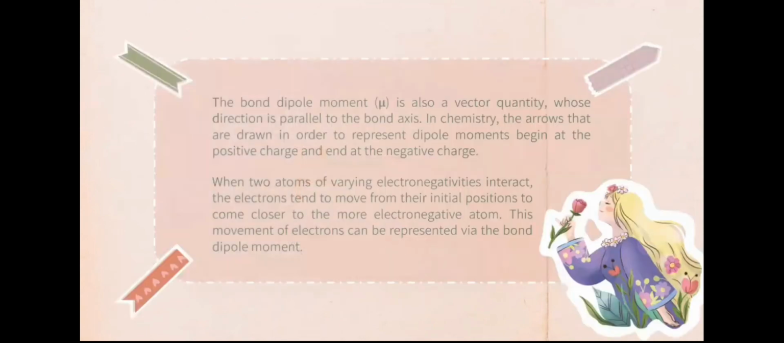The bond dipole moment, or mu, is also a vector quantity whose direction is parallel to the bond axis. In chemistry, the arrows that are drawn in order to represent dipole moment begin at the positive charge and end at the negative charge. When two atoms of varying electronegativities interact, the electrons tend to move from their initial position to come closer to the more electronegative atom. This movement of electrons can be represented via the bond dipole moment.